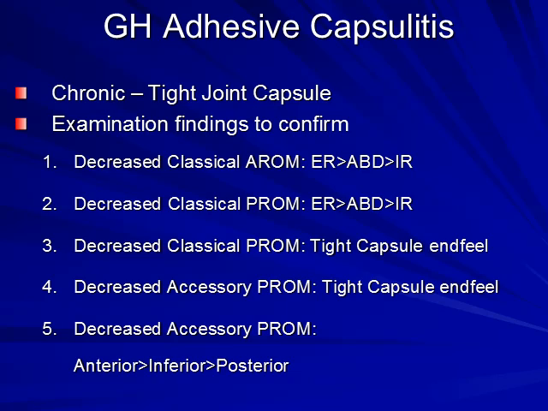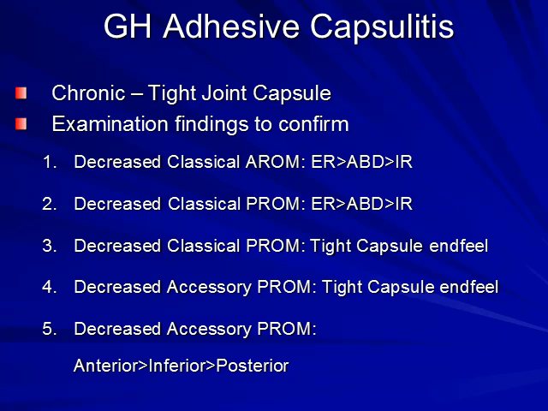And when I say abduction, I'm not talking about pure coronal abduction, straight off to the side. I'm talking about abduction as in true elevation of the glenohumeral joint, which basically means elevation in the scapular plane. Scapular plane, true elevation in the plane of the scapula. We have decreased classical passive range of motion. Your end feel is going to be a tight capsule.